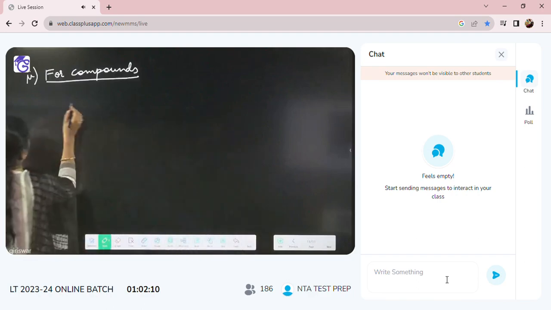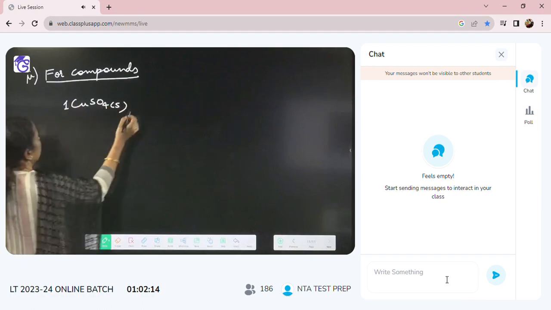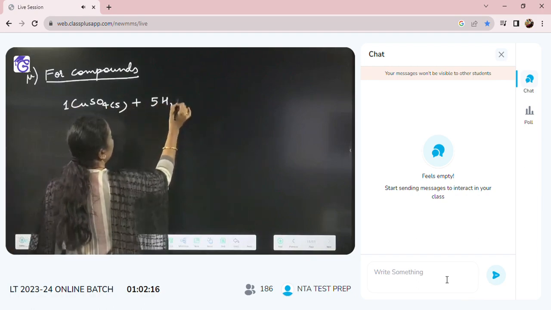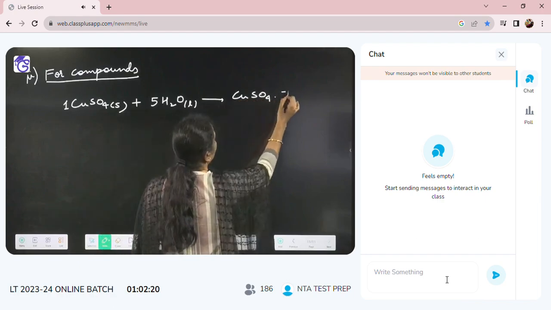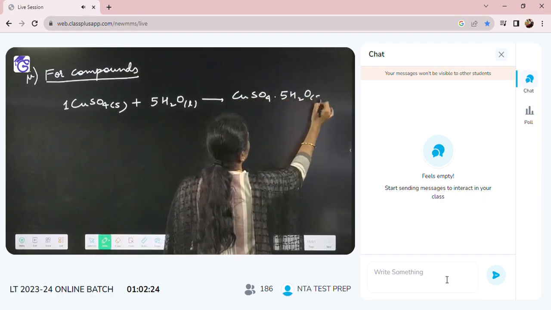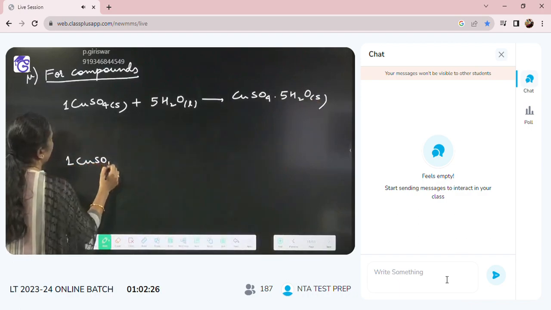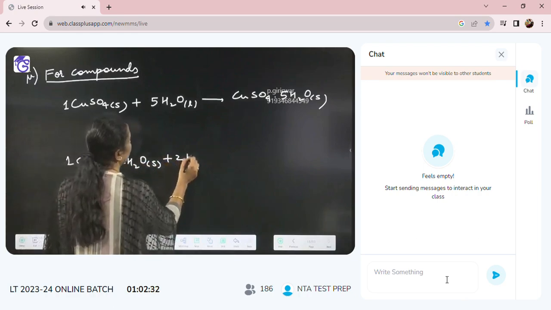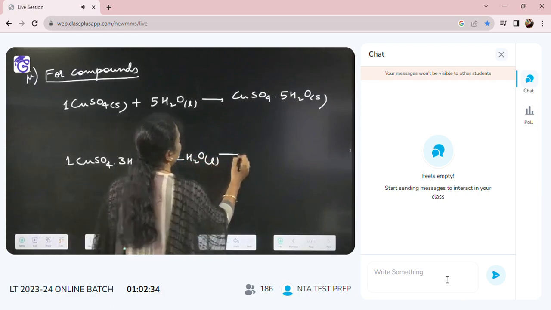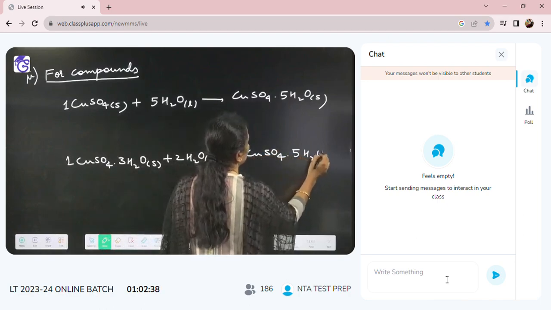Now for compounds, I am writing down an equation. Based on that, you can try to form this statement here. 5H2O liquid is forming CuSO4 dot 5H2O solid. Similarly, you are having CuSO4 dot 3H2O solid plus 2H2O liquid. That will be giving you CuSO4 dot 5H2O solid.